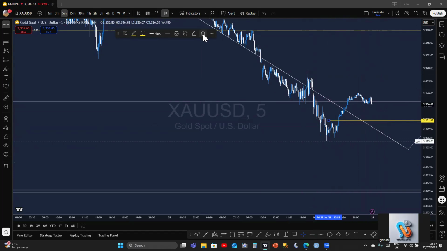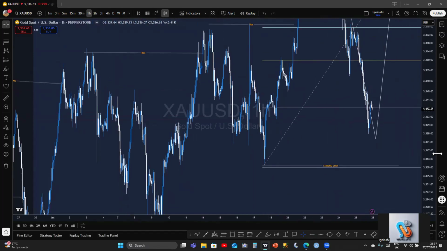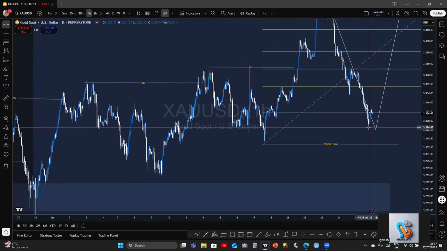So that is how it is, guys. I've shown you everything you need to know, how you need to place your trade. Make sure your stop loss is below structure. That is all. Stop loss below structure.